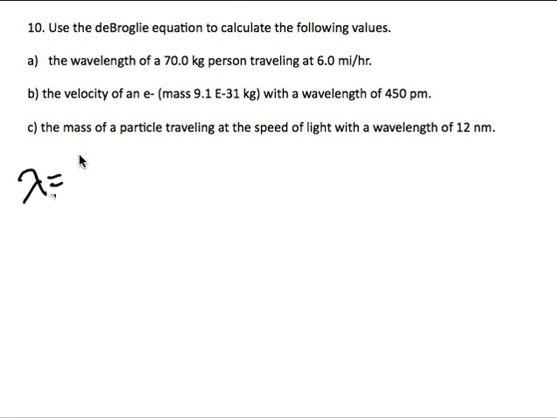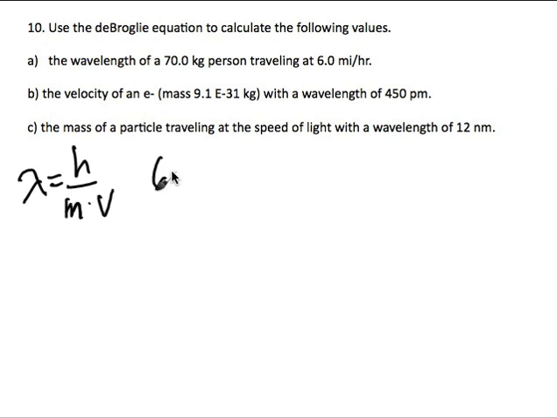Question number 10, we're going to be using the de Broglie wave equation to calculate some values. So for the first question, we need to calculate the wavelength of a 70 kilogram person traveling at 6 miles per hour. With all mathematical questions, we always want to make sure that the units are correct before we do any calculations. So miles per hour is not the units that we want. We want to have meters per second.